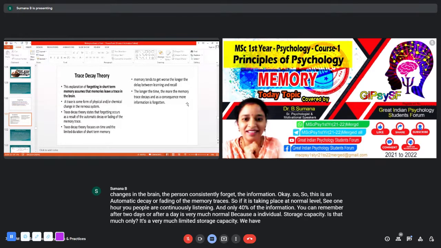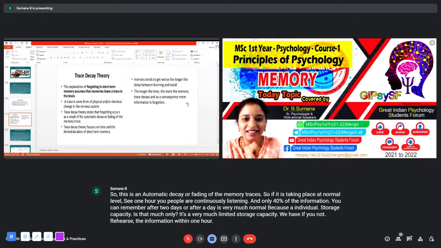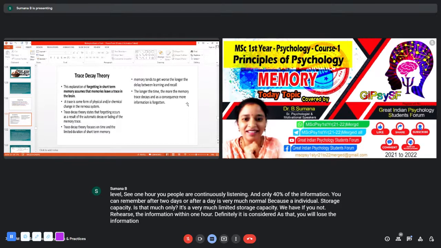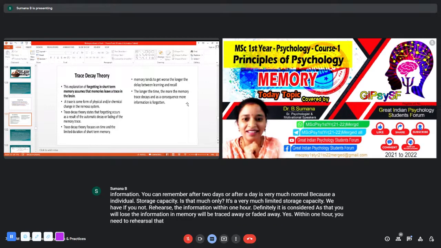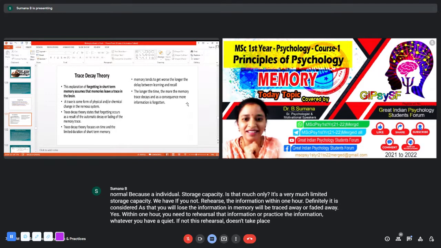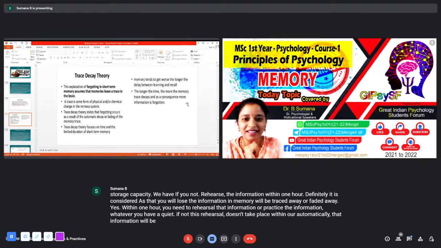If you do not rehearse the information within 1 hour, definitely you will lose it. The memory trace will fade away. Within 1 hour, you need to rehearse or practice the information you have acquired. If this rehearsal does not take place within an hour, that information will automatically fade away from your memory traces. So that is considered very much normal.